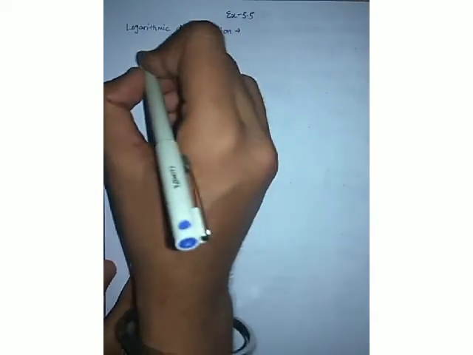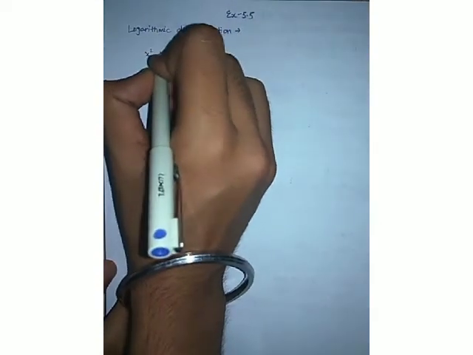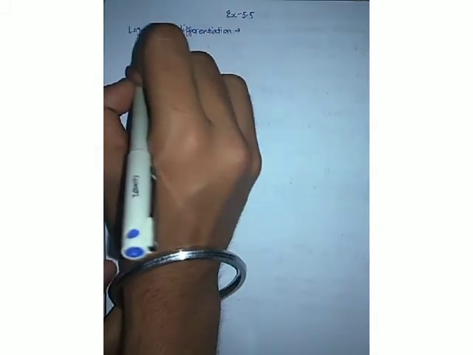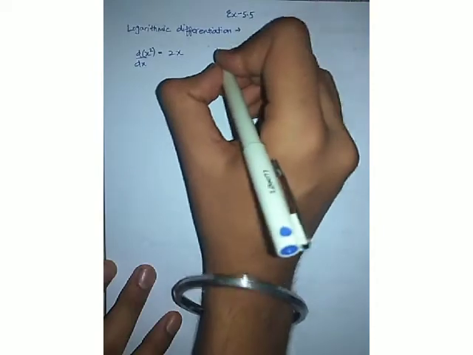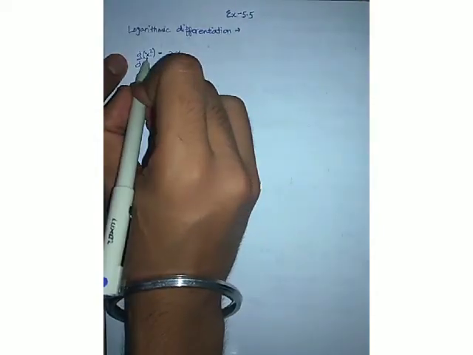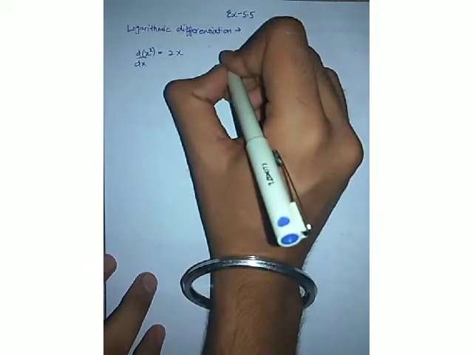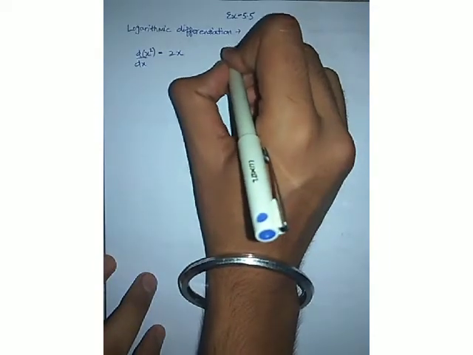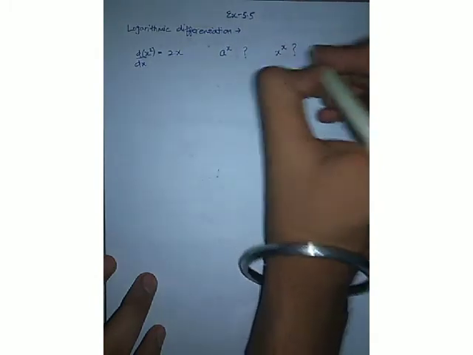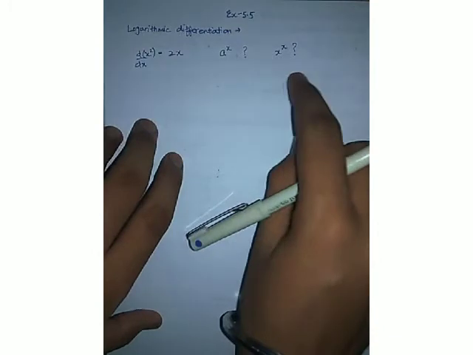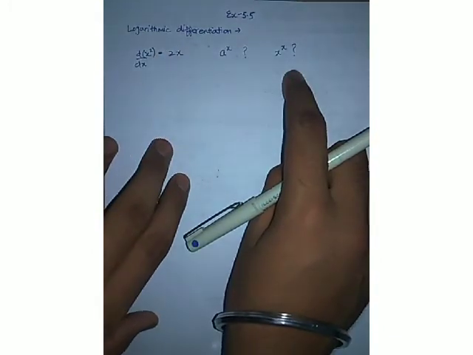For example, if we want to differentiate x square, it's very simple. We get 2x. But we don't know, when the base is constant, for example a, and the power is variable, then how to solve this. Apart from this, if the base is variable and the power is also variable, then how to solve this? To solve these kinds of functions, logarithmic differentiation will really help us.